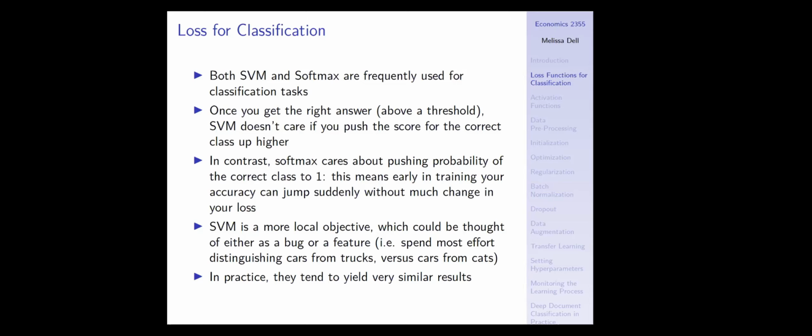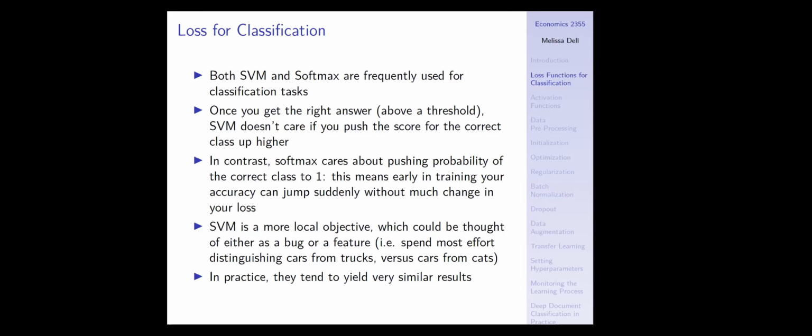And so what this means in practice is, if you're training a network with a Softmax classifier, you might see early on in training, your loss is barely changing, but your accuracy just jumps up, right? And that's because you're getting over the threshold to get things correct, but your loss is changing continuously. And so if you see that, it doesn't mean that something's wrong. You can actually have your accuracy jump, but your loss just change smoothly with Softmax. SVM is more of a local objective. And, some people argue this is a bug. Some people argue it's a feature.